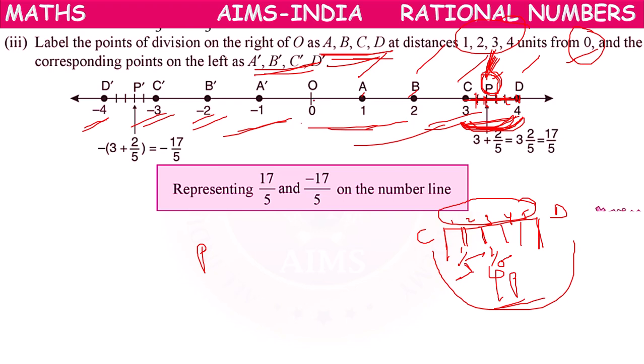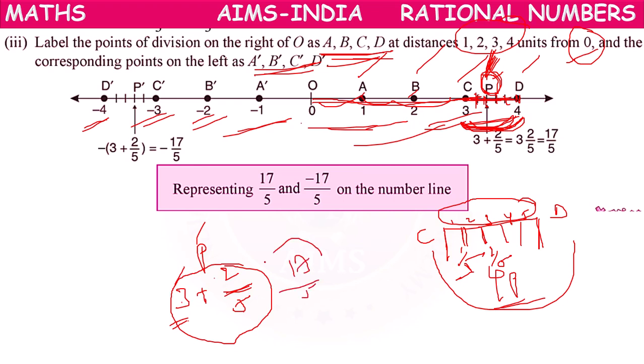But we have to calculate the distance or the value of a point always from 0. From 0, 1, 2, 3 means the point P is at a distance of 3 units from 0 and at a distance of 2 by 5 units from 3. So the value of P will be 3 plus 2 by 5, which is nothing but 3 times 5 is 15, plus 2, 17 by 5. So in this way, we can represent any rational number on the number line.